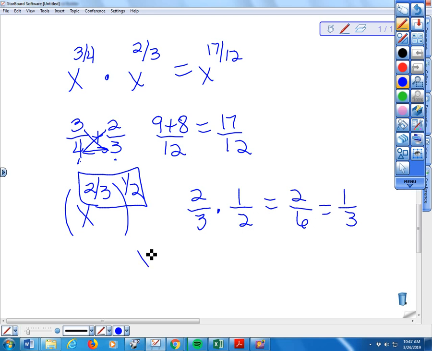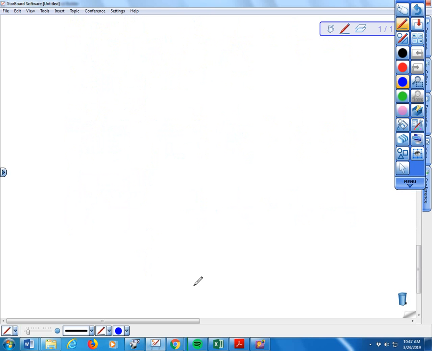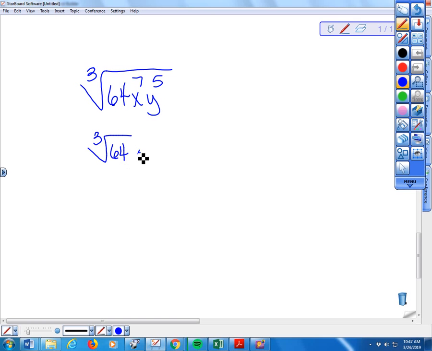Okay, so this becomes x to the 1/3. Okay, now let's do cube root of 64, x to the 7th, y to the 5th. So just to break it up, some of you may be able to do this a lot quicker, but just in case some of you are struggling, this is how I would do it, just very systematically, taking it in chunks. I would take the cube root of 64 times the cube root of x to the 7th times the cube root of y to the 5th.